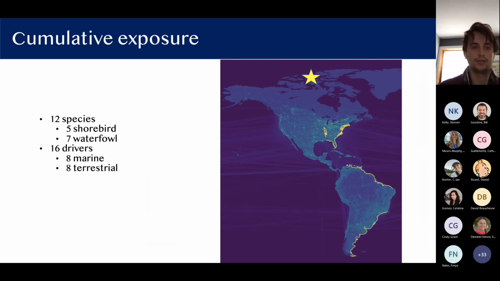And now to get a bit into the results, David and I built this map that includes the bird ranges of 12 species that we surveyed, 5 shorebirds and 7 waterfowl, as well as the 16 drivers that I presented in the data tables that I just showed you, 8 marine and 8 terrestrial. Highlighted in green is the bird range of one shorebird, the red knot, and highlighted in yellow is the bird range of the snow goose. And when I say bird range, I mean the migratory routes and staging areas of these species. And the star on the top is Bylot Island, where they breed in the summer.